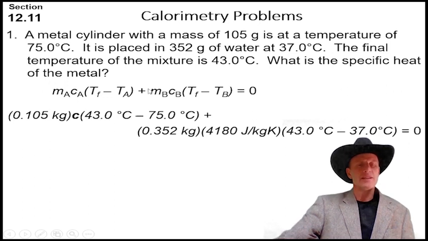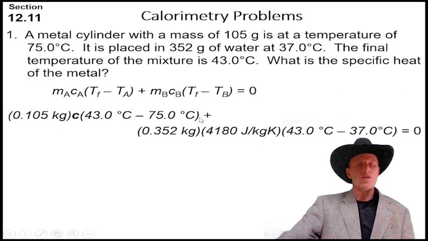And on the right-hand side of the plus, to the left of the equal, is the properties of the water. So it's placed in 0.352 kilograms of water. That's going to be your M sub B. Your specific heat of water, item B, is 4180. The final temperature of the water is going to be 43. It's the one number that's shared in both terms. And this is the original temperature of the water, which, where's that at? Right up here, 37 degrees.